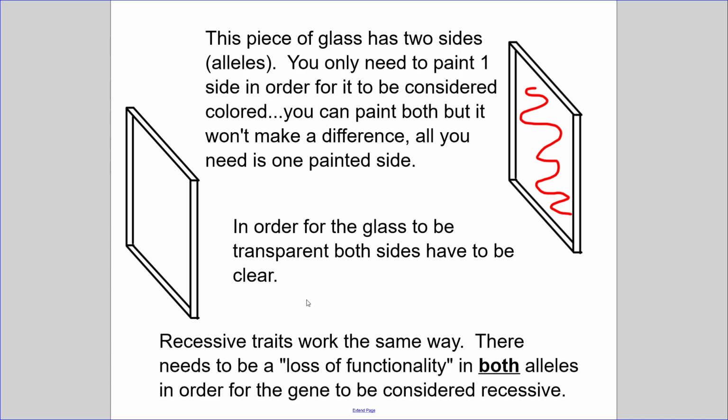Recessive traits work the same way. There needs to be a loss of functionality in both alleles in order for the gene to be considered recessive. With our window pane, as long as one side is painted, that would be our dominant phenotype. It doesn't matter if both sides are painted. As long as one is, then it will be fine.